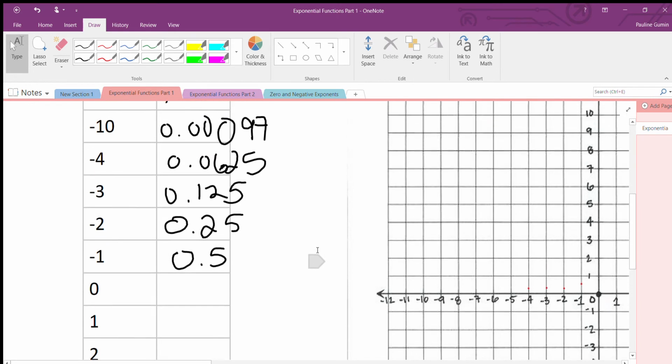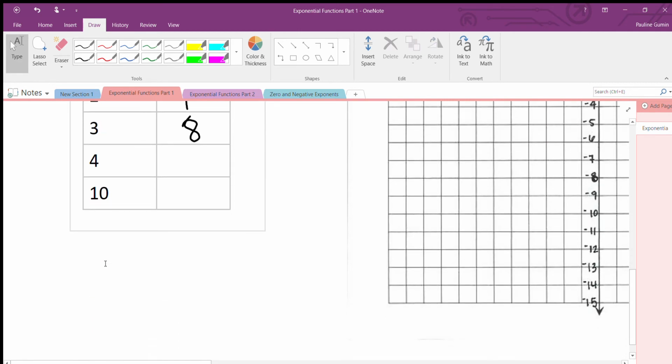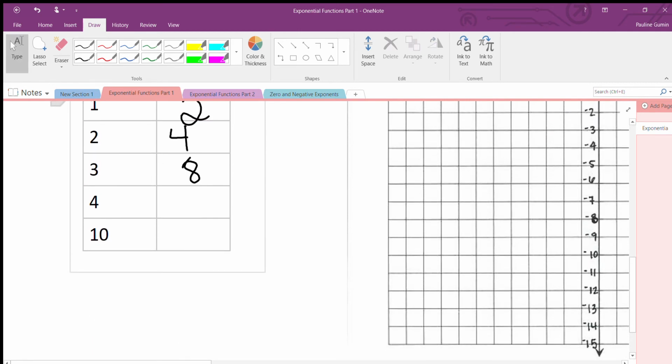Okay. Next is 2 to the power of 0. 2 to the power of 0 is 1. Fun fact, anything to the power of 0 is 1. All right, let's continue. 2 to the power of 1 is 2. 2 to the power of 2 is 4. 2 to the power of 3 is 8. 2 to the power of 4 is 16. And 2 to the power of 10 is 1024.